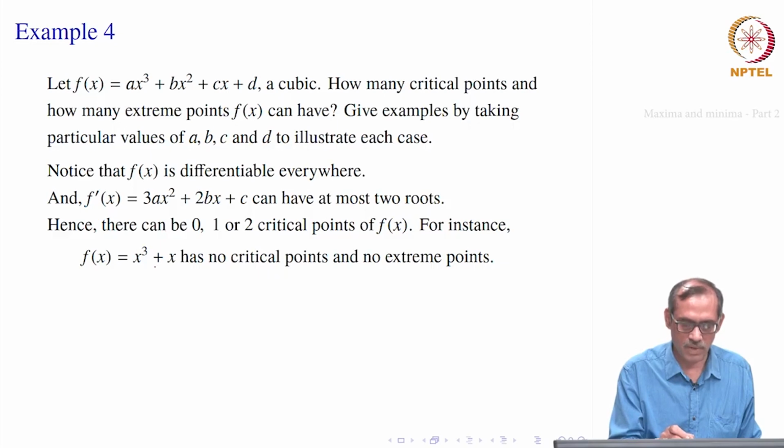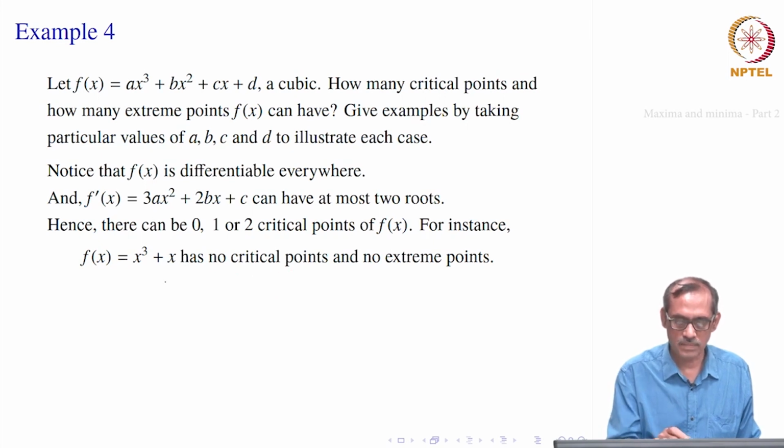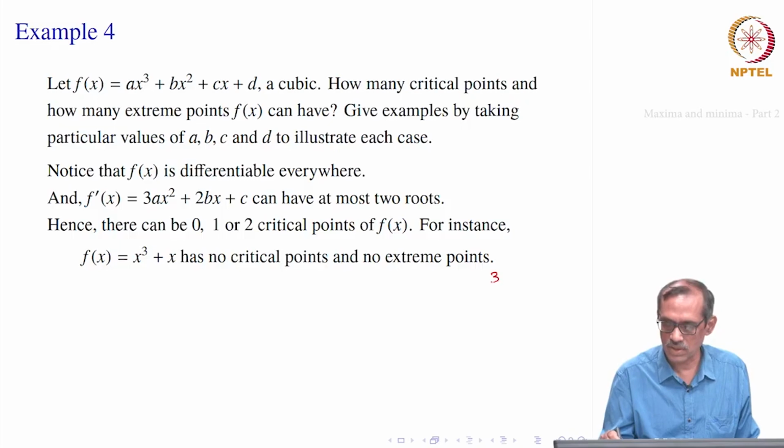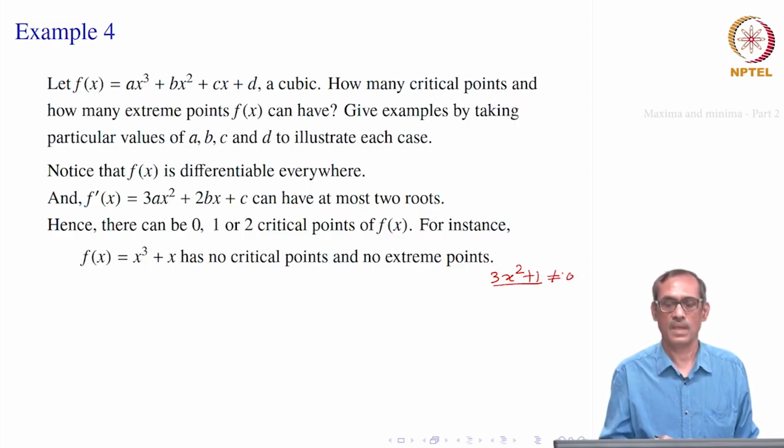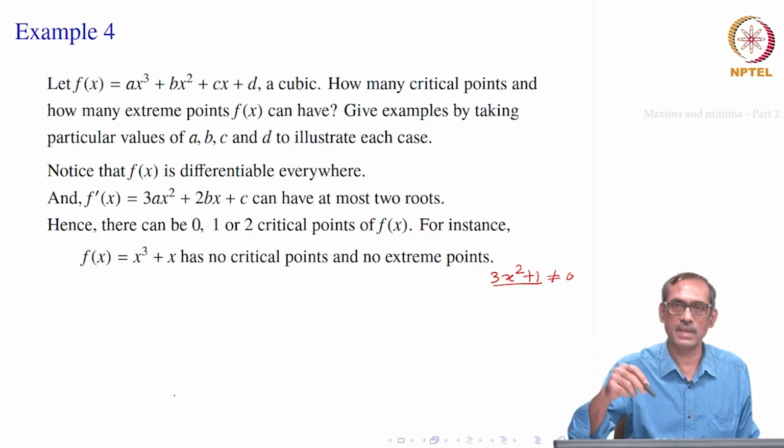Suppose I take the polynomial x cubed plus x, my a is 1, b is 0, d is 0, c is 1. So, f of x equal to x cubed plus x. Now, does it have any critical point? We get the derivative as 3 x square plus 1. So, this is never equal to 0 for any real number. So, it does not have a critical point, right. And also for x cubed plus x, if you look at the graph, it is growing and x is being added to it. So, you will see that there is no extreme point, neither a maximum nor a minimum.